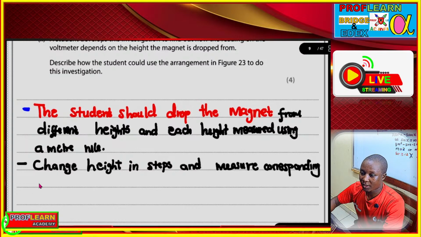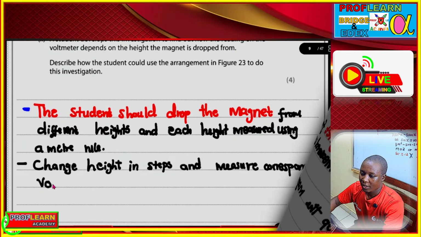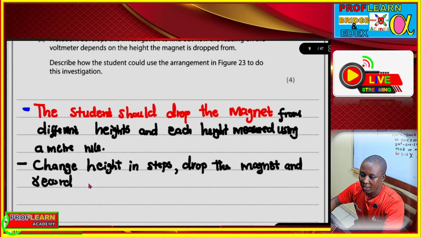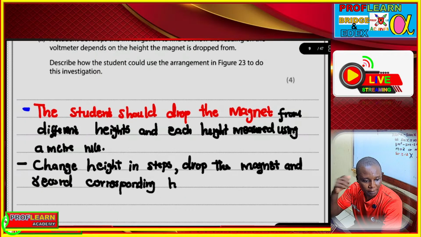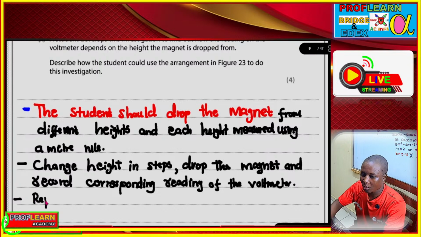So to describe how the investigation is going to be done, the student is going to drop the magnet from different heights, measure the voltage, and record the corresponding voltage induced. Once that's done, the best thing to do is to plot a graph of voltage induced against the height, so that we can comparatively look at the results.